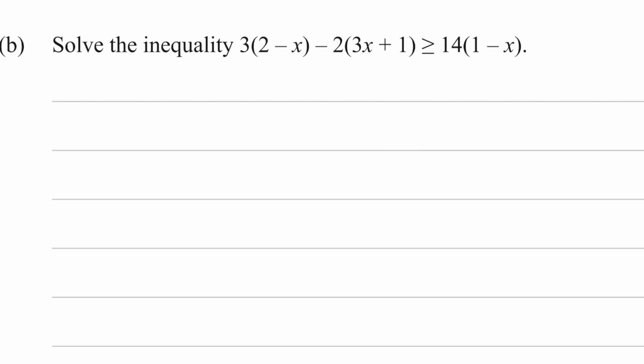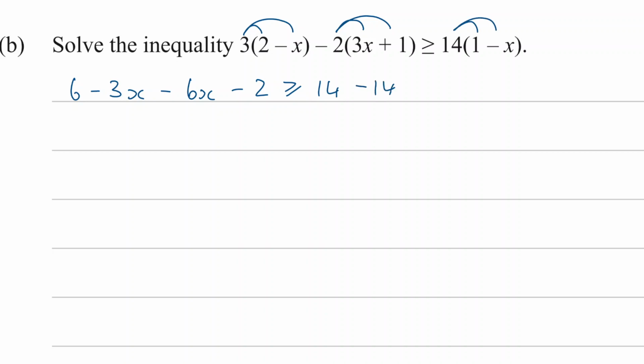So to solve an inequality like this one, we can effectively treat this as an equal sign, where we expand both sides out and solve for x. So let's expand the left-hand side. So 3 times 2 becomes 6. 3 times negative x, negative 3x. Negative 2 times 3x, negative 6x. Negative 2 times positive 1, negative 2. And that is all greater than or equal to 14 minus 14x. So our first step here was just to expand out both sides.